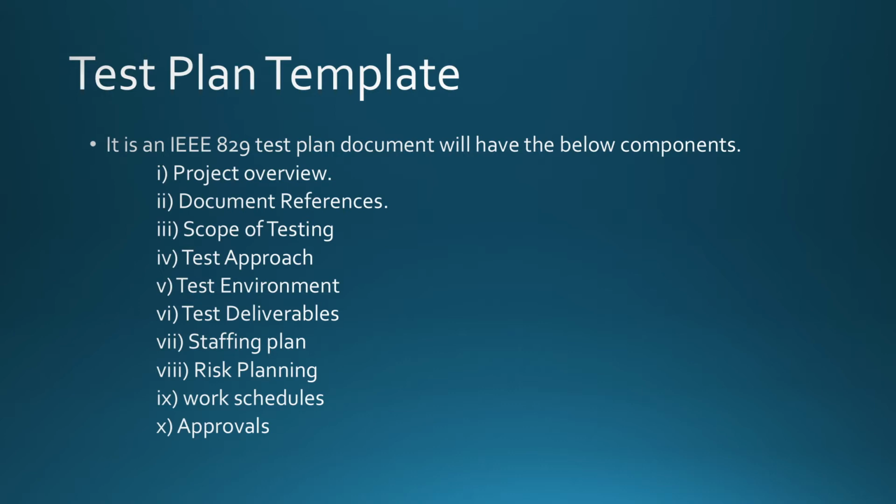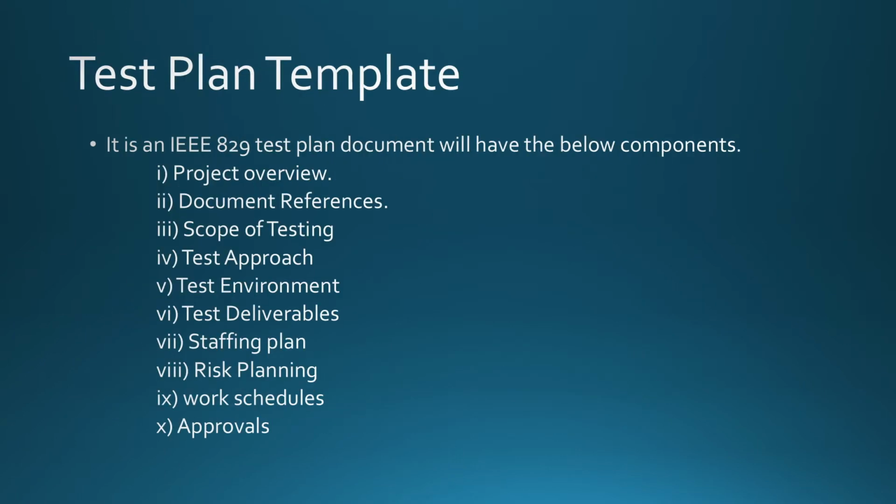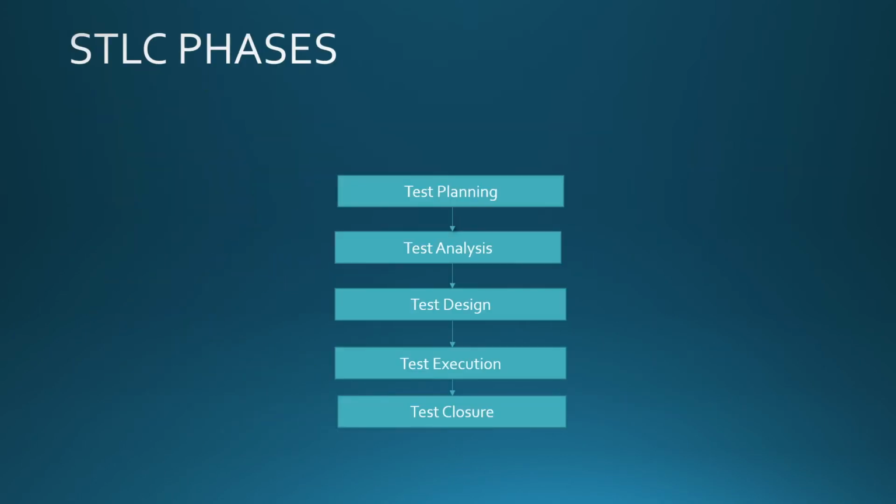So in real time, the test plan template looks like an IEEE 829 test plan document containing the components we discussed till now. The next one is the test analysis phase. Here you can see in this diagram we are done with our first phase, test planning. The next phase is test analysis.